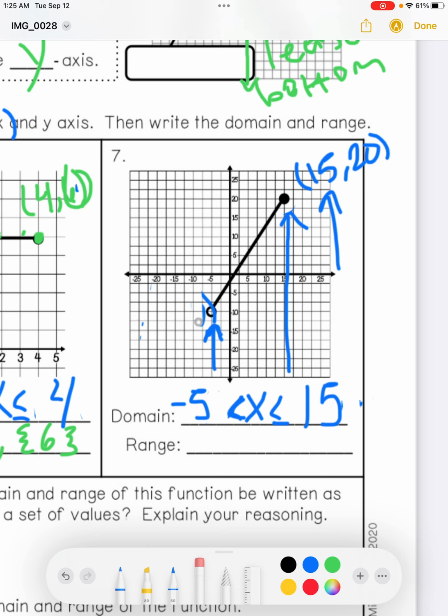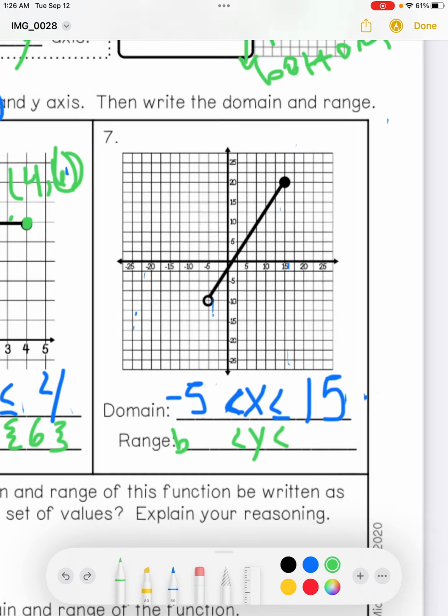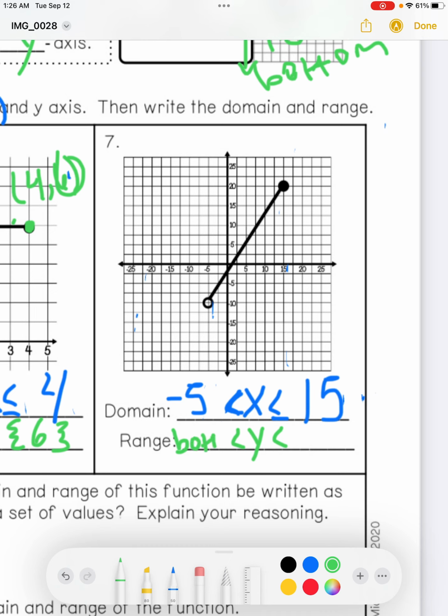Okay, so let's kind of reset here. And we ask ourselves, well, I'm on range. So range uses what kind of values? Well, the range will use y values. And then I say, okay, well, what direction do y values go? They can go from the bottom to the top, right? They go up and down.